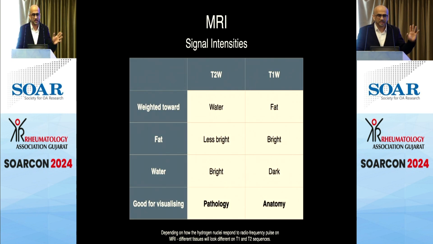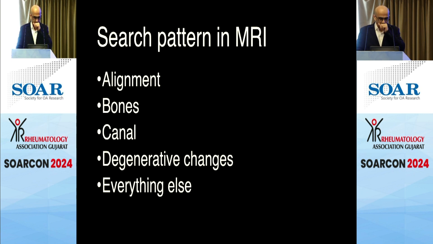We have already seen these MRI signal intensities and the T1 weighted images and T2 weighted images. Broadly speaking, when you are seeing spine, pathology is better seen on T2 weighted images because the CSF is bright, and you see contrast when the CSF is bright because it looks like a myelogram picture. Whereas for T1 weighted images, you see the anatomy much better.